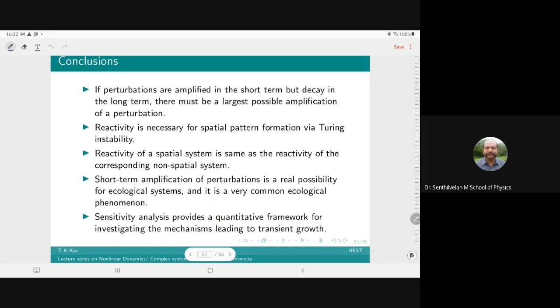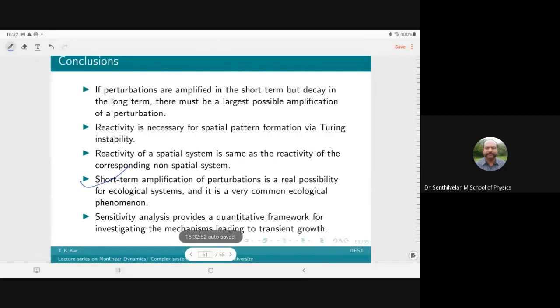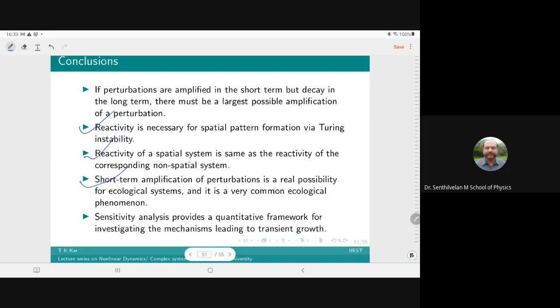Here the important point is that short-term amplification of perturbation is a real possibility for ecological systems. Here I have given only two ecological systems, one is the Lotka-Volterra system and another is a predator system, and short-term amplification occurs in both cases. I also have several other examples where amplification occurs, so it is a real and common ecological phenomenon. Also, the reactivity of a spatial system is the same as the reactivity of the corresponding non-spatial system. And this is very important: reactivity is necessary for spatial pattern formation via Turing instability.